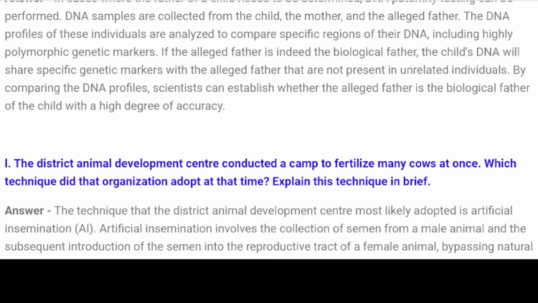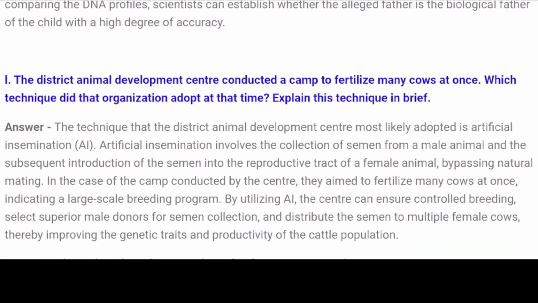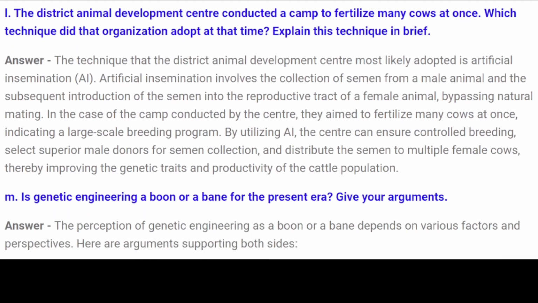Explain this technique in brief. Answer: The technique that the District Animal Development Center most likely adopted is artificial insemination, AI. Artificial insemination involves the collection of semen from a male animal and the subsequent introduction of the semen into the reproductive tract of a female animal, bypassing natural mating.